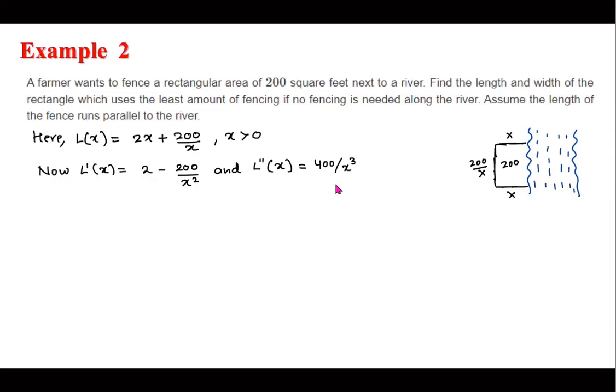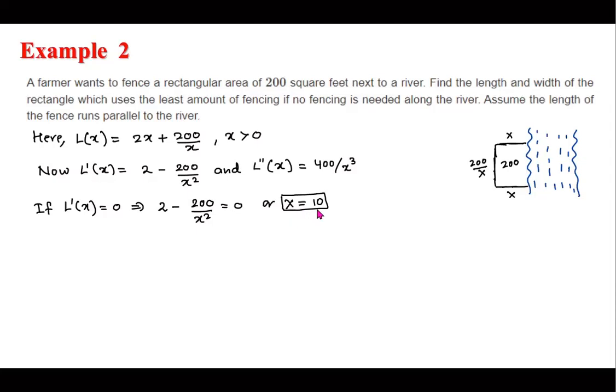Now what we know is the maximum or minimum value occurs at the critical point, that is when the first derivative is 0. So if the first derivative is 0, let's see what we get. The first derivative is 2 minus 200 over x squared, equal to 0. If you solve this equation, you'll get x equal to 10. Remember, you'll get positive or negative 10, but the value of x is always greater than 0. So we only take the positive 10, x equal to 10. So that is the critical point.